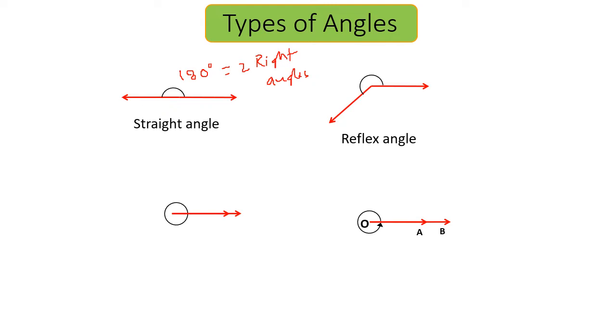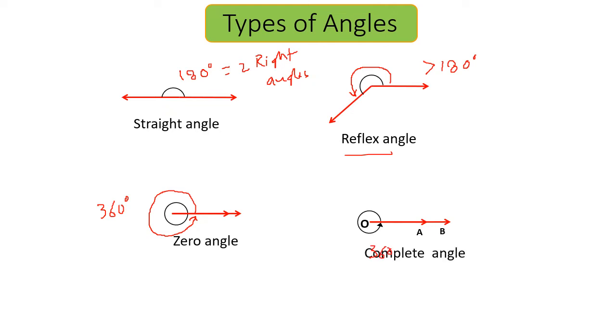But if the angle is more than 180 degrees but less than 360 degrees, then it is called a reflex angle. See this one, this is going beyond 180 degrees, right? And if you take a full round, that is 360 degrees, because it's taking the whole round. So this is called a complete angle.